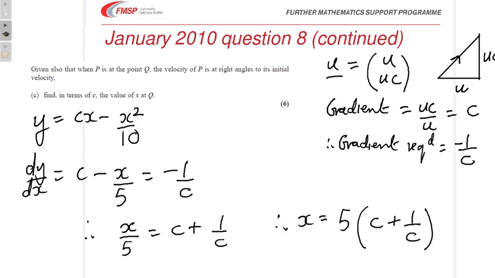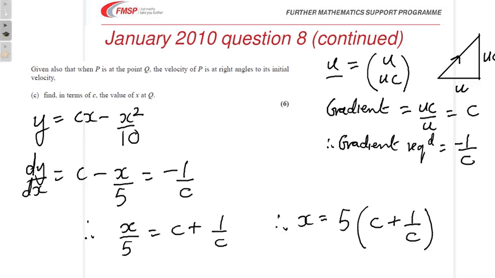6 marks for that. So those 6 marks were easy so long as you thought of using the gradient, but not so nice if you didn't. You could still do it by bringing t in and thinking about what the velocity would have to be vertically, but it's far easier this way.